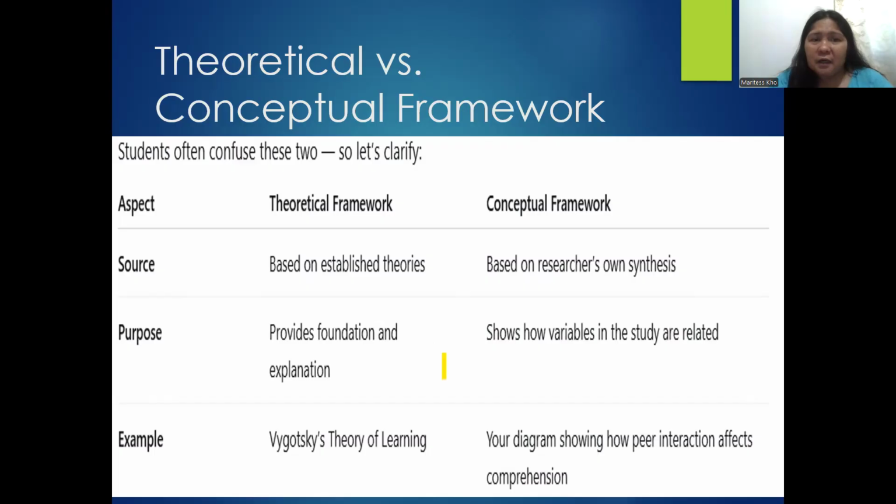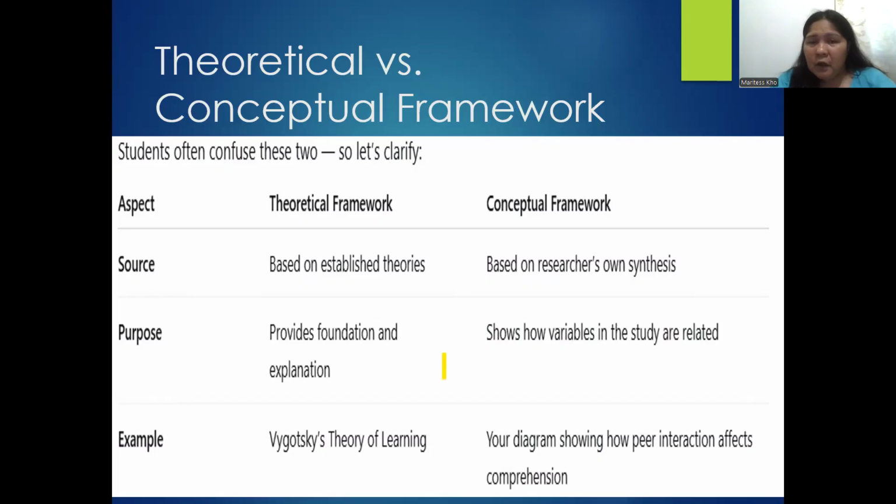So let's begin with the aspect. There in the table you see aspect, theoretical framework, and conceptual framework. So let's begin with the source. As to the theoretical framework, it comes from existing, well-established theories developed by scholars. It also shows that your study is grounded in prior research and builds upon recognized ideas. So, example, if you use Vygotsky's social constructivist theory as the foundation for a study, especially when it comes to collaborative learning in English.